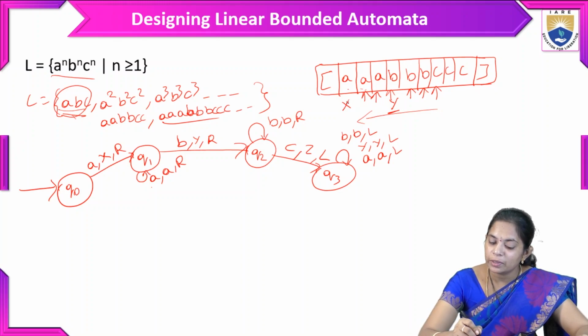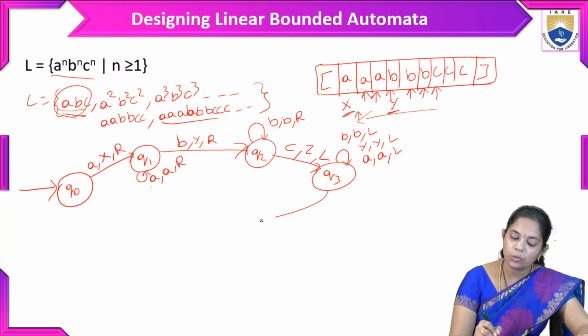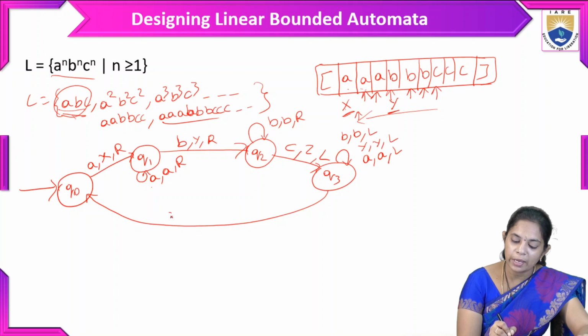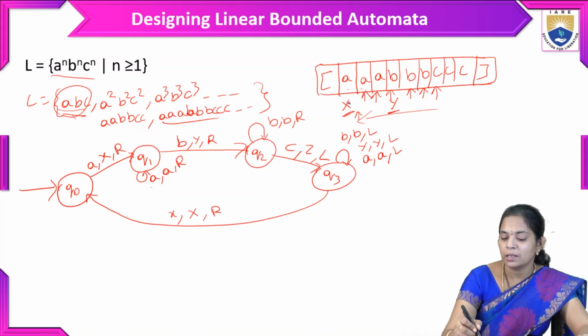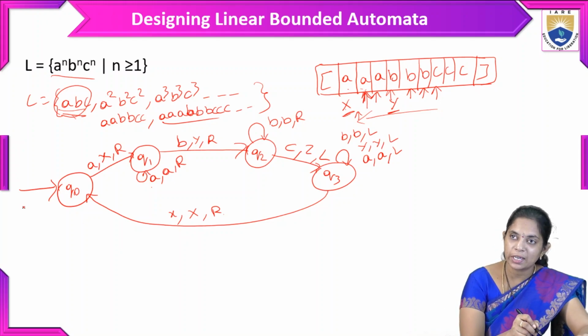And here when we saw the X value, finally at the leftmost we have the X value. So we need to go for the starting again. X is replaced with X and we move to the right direction. Then we saw the A value, and what is the next step when we go to the starting state? When we saw the A value, we need to replace it with X, and move to the right direction.